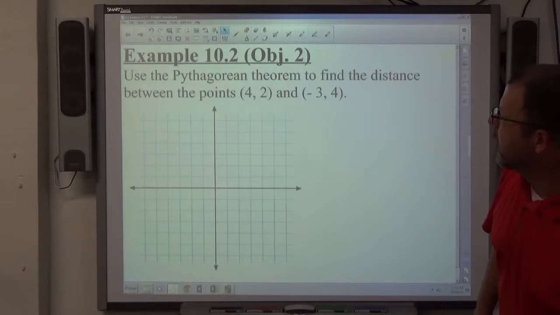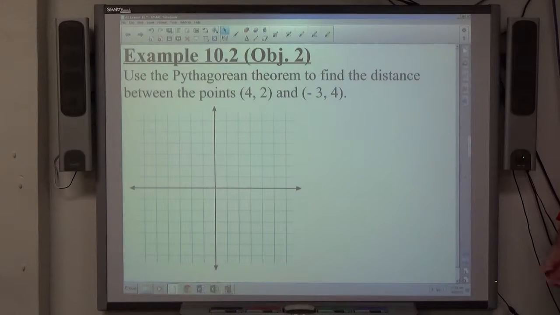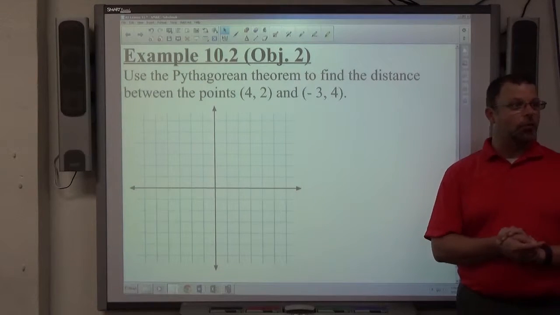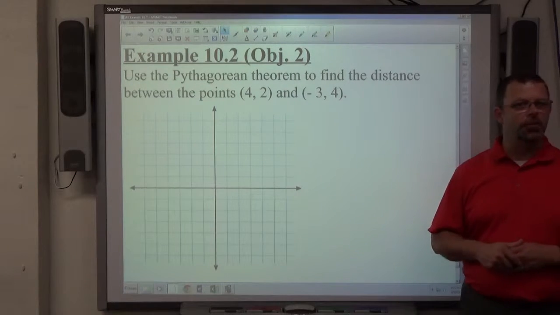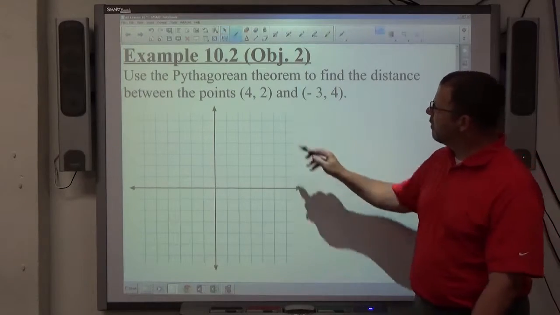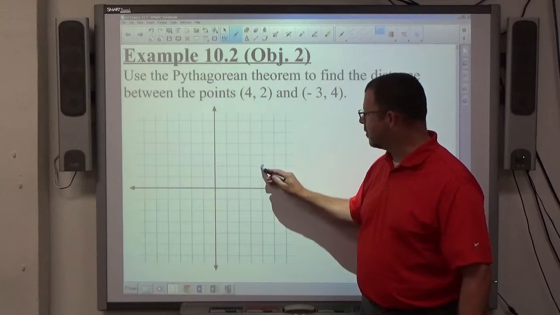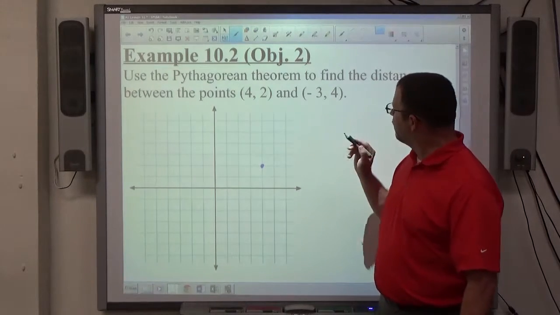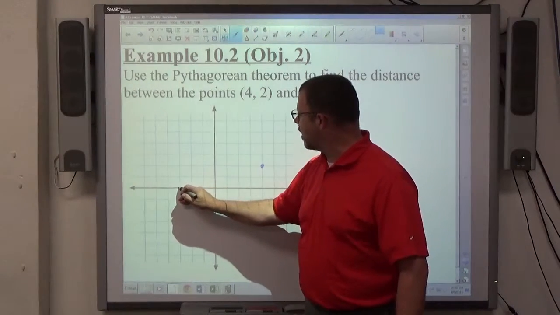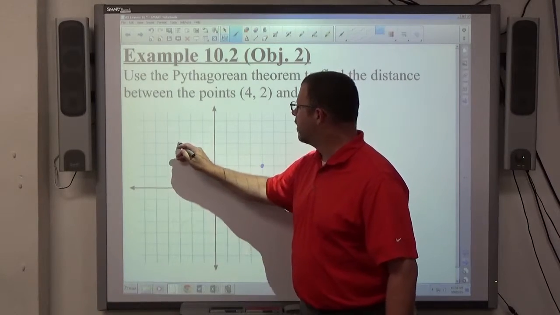All right, example 2. Use the Pythagorean theorem to find the distance between the points (4, 2) and (-3, 4). We're going to be using the distance formula soon for this, but for now the Pythagorean theorem is going to work fine. If I look at 4 on the x-axis and 2 on the y-axis, that gets me right here. And (-3, 4) takes me 3 left on the x-axis and 4 up on the y-axis. There's (-3, 4).